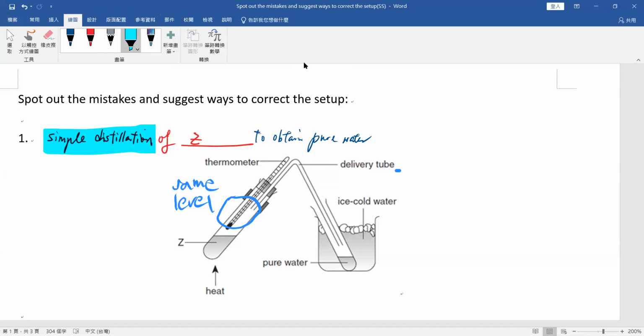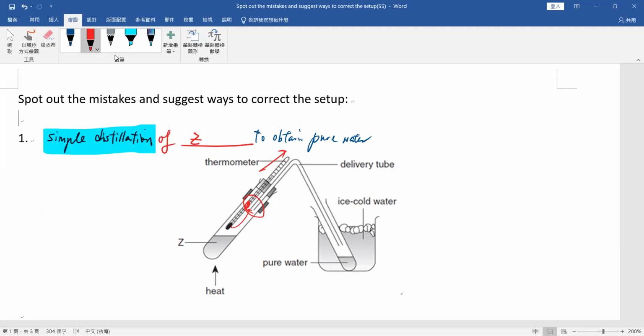Same level. Which tools should be at the same level? Somebody just wrote it: the thermometer bulb and the delivery tube. Yes, that's right. The bulb should be better here. You lift the bulb of the thermometer and the mouth of the delivery tube, so they are very close to each other.